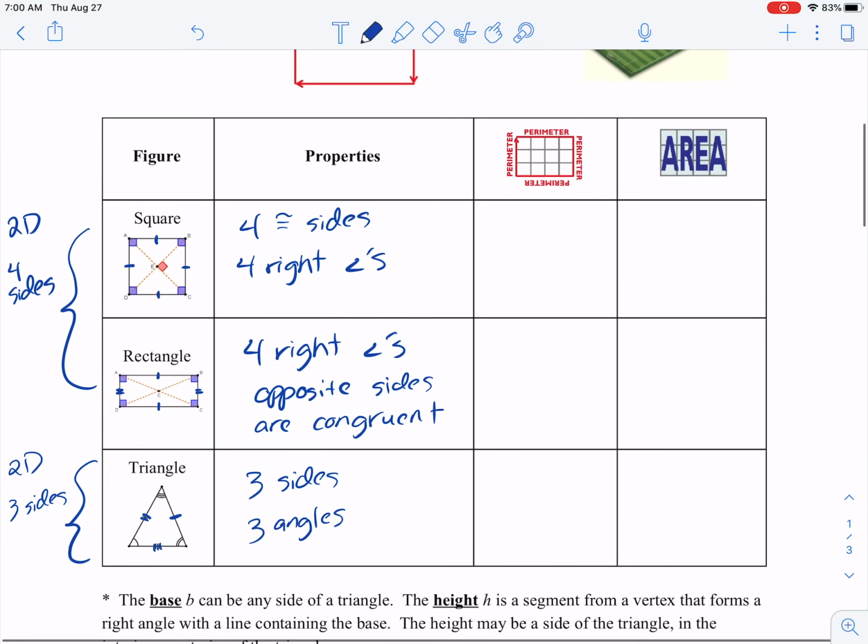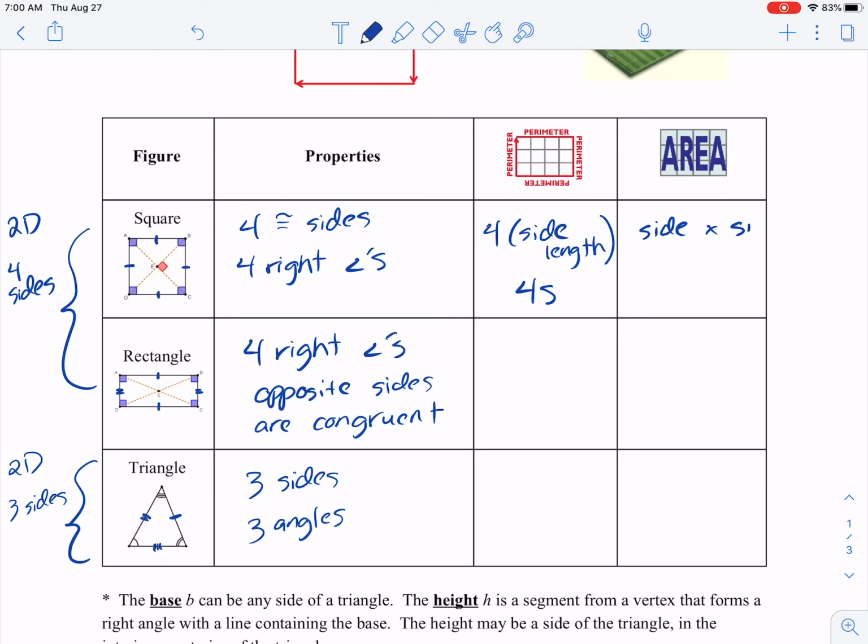Let's talk about our formulas for perimeter and area. Easy way to find the perimeter of a square, if all the sides are the same, we can just multiply one of the side lengths by 4. 4 times a side length, or 4s. S stands for side length. If we want to find area, the number of square units inside a square, we would just multiply base and height, or side times side. And because the sides are the same, you can just say side squared.